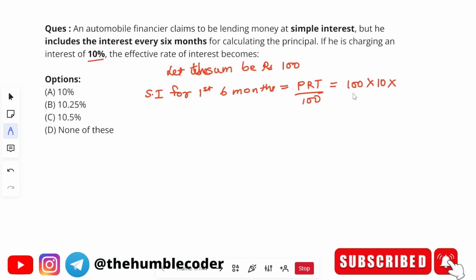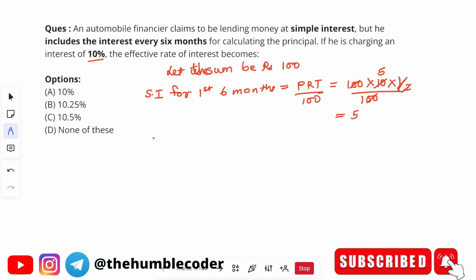And T will be 1 by 2, because it is 6 months. So we are considering the T value as 1 by 2. On solving, if you cancel out the values, you will get 5 as the simple interest for the first 6 months.